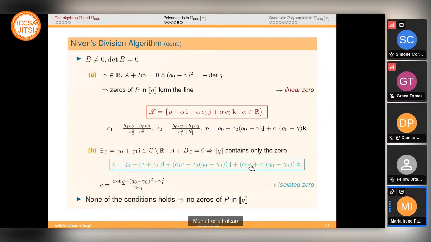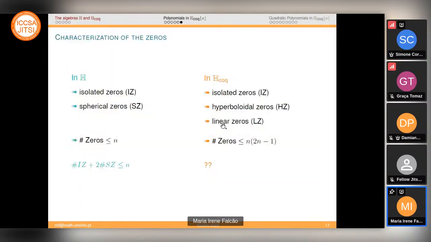Theoretically, this gives us an idea. This theorem helps us to characterize the kind of zeros that we can have, isolated, linear, and hyperboloidal, but it's very difficult to apply these results for general degree. So because we were interested in studying the dynamics of quadratic maps, we decided to apply this result in the case of n equals 2. And this simplifies a lot, of course.